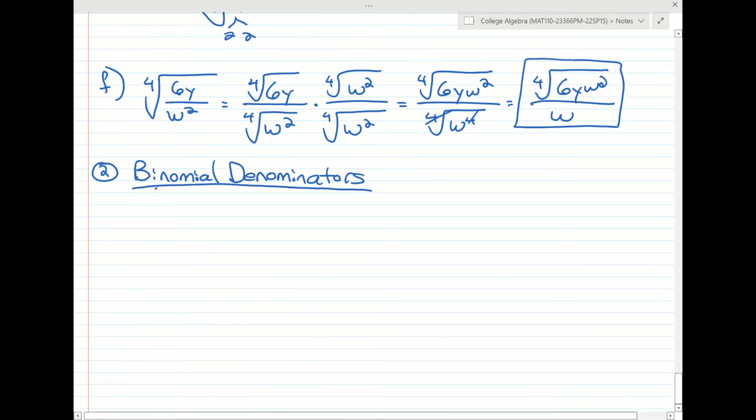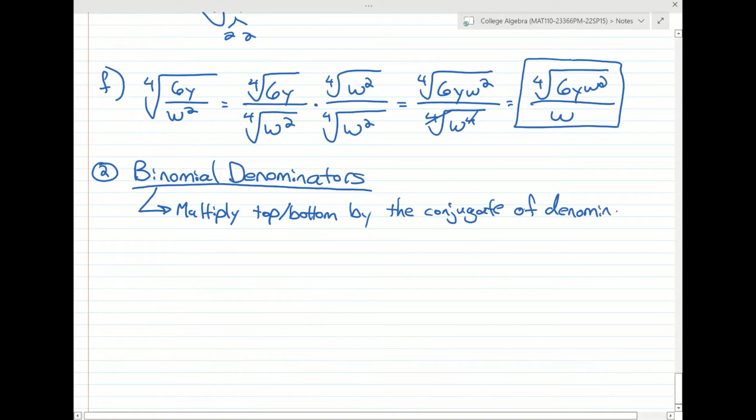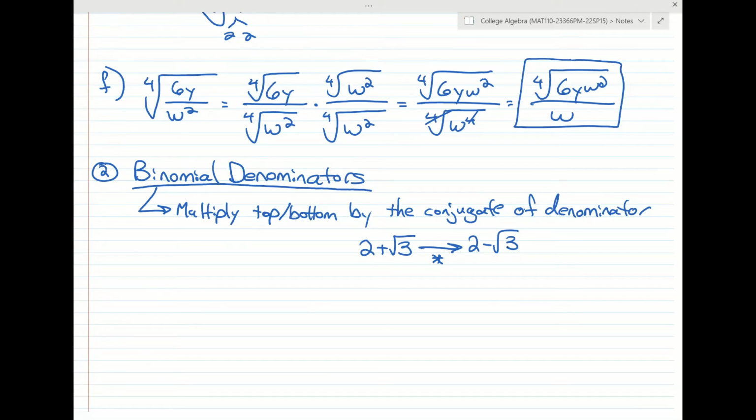In order to do this, we multiply by the conjugate of the denominator. That word conjugate just means if the bottom is 2 plus square root of 3, we want to multiply by 2 minus the square root of 3. That's what conjugate means. You change the sign of the middle, and I'll explain why that is the way it is.